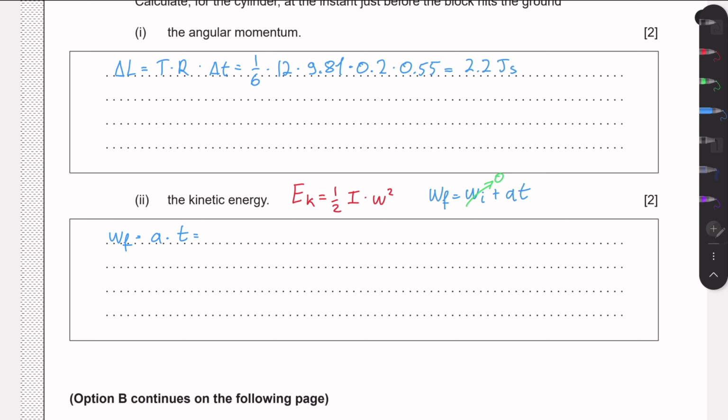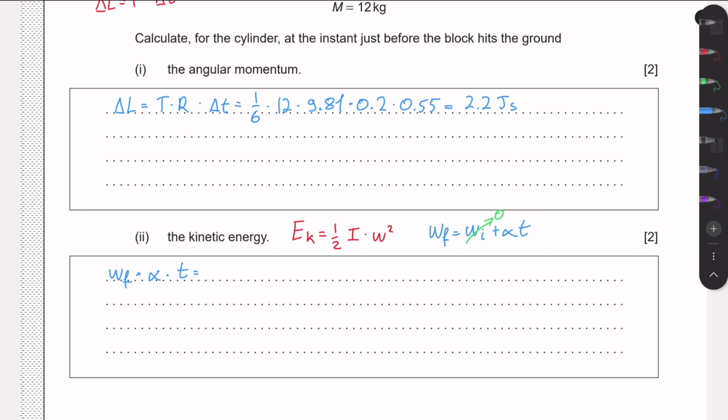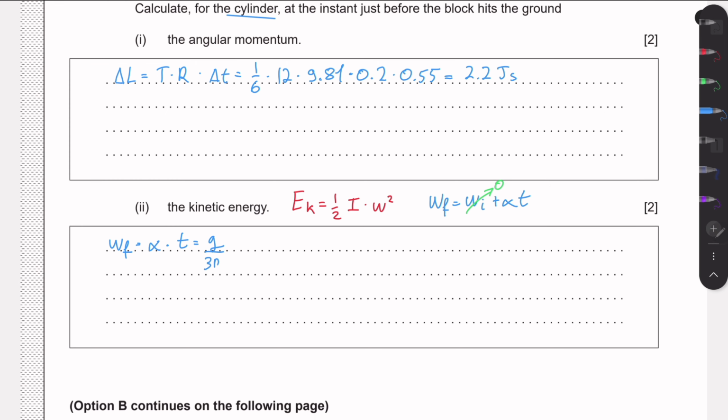So that will be, well, we know acceleration is just the angular acceleration, obviously. I should have written an alpha here. So the angular acceleration, as we're talking about rotational kinetic energy here, because we're talking about the cylinder, not the block itself. So the angular acceleration was g over 3r times the time. So 9.81 times 0.55 divided by 3 times 0.2. This will give us a final speed of 8.99 radians per second of the cylinder.